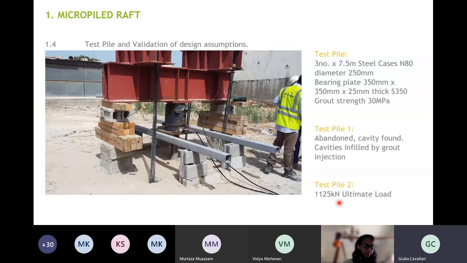Therefore, with minimum adjustments, we have revised the initial design, gone through a few more iterations from the process that I showed you a few slides back. And finally, we could proceed with the actual design of the raft.